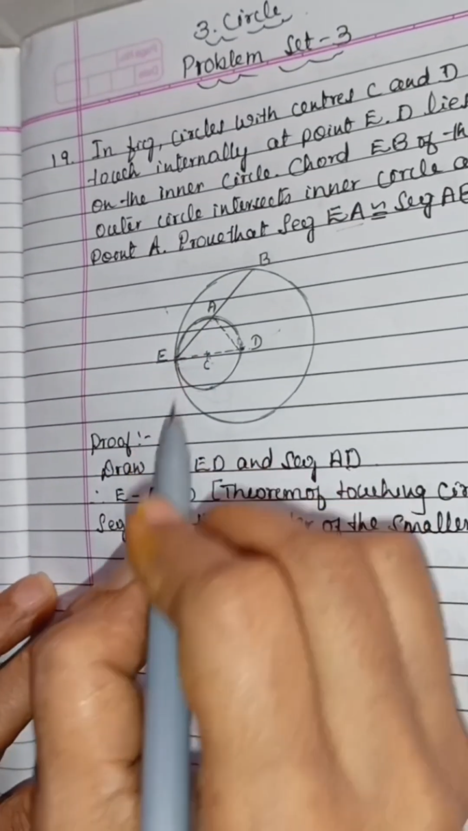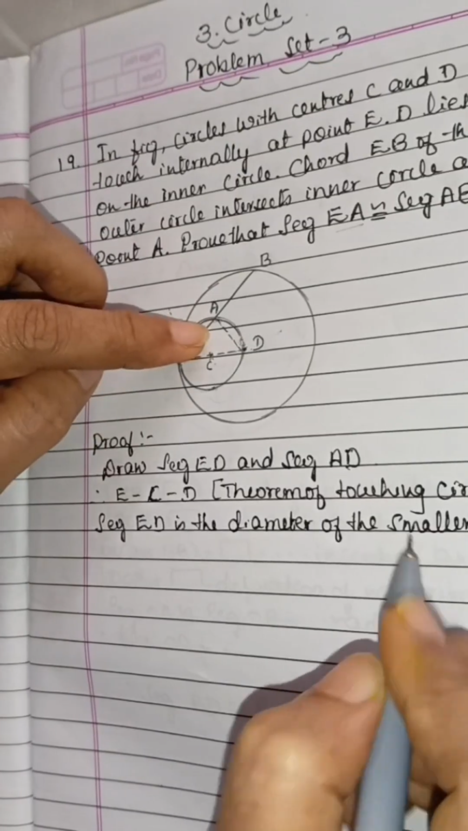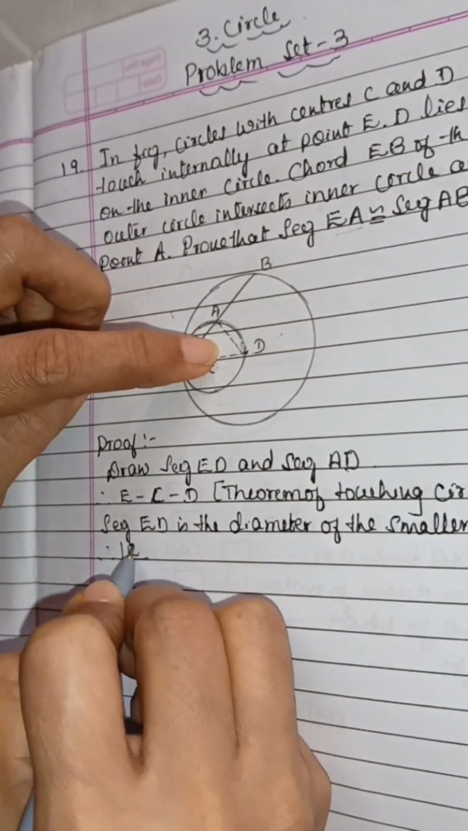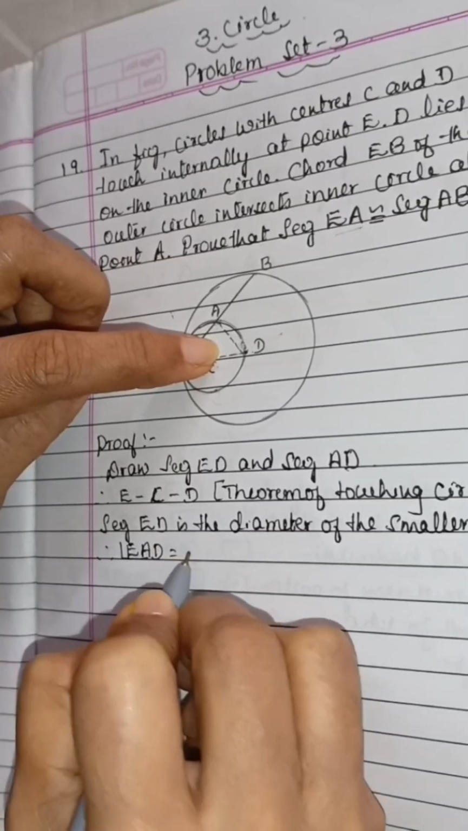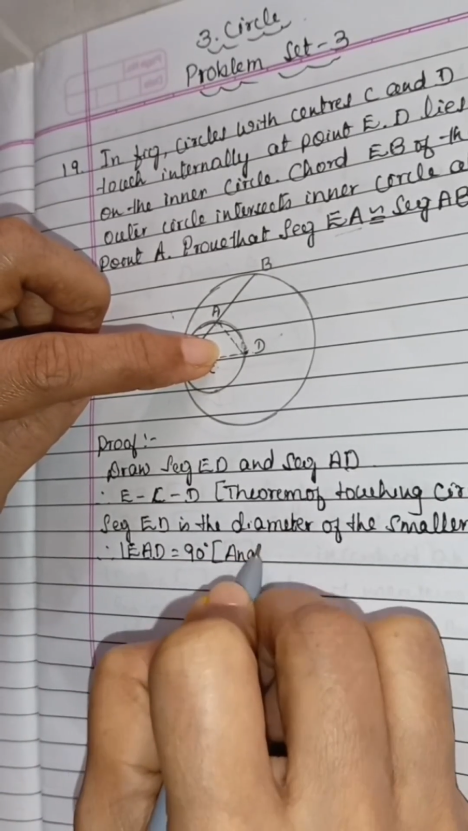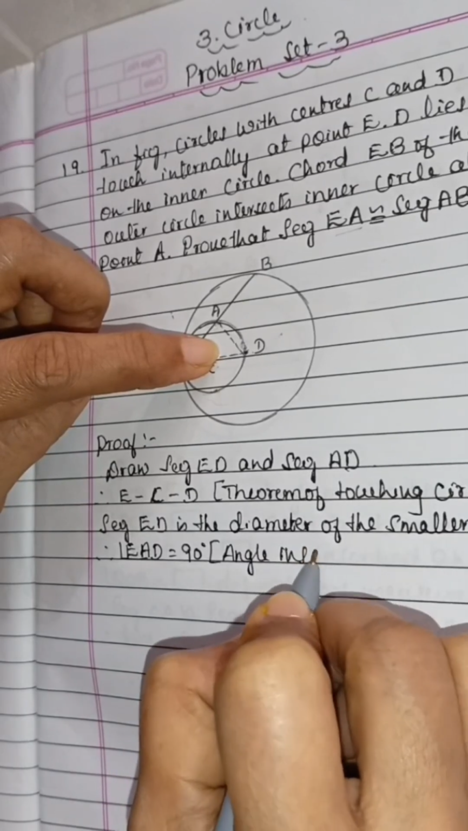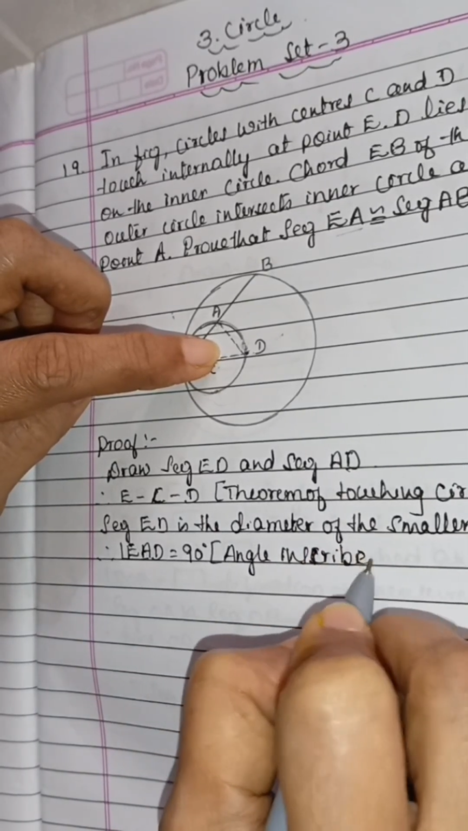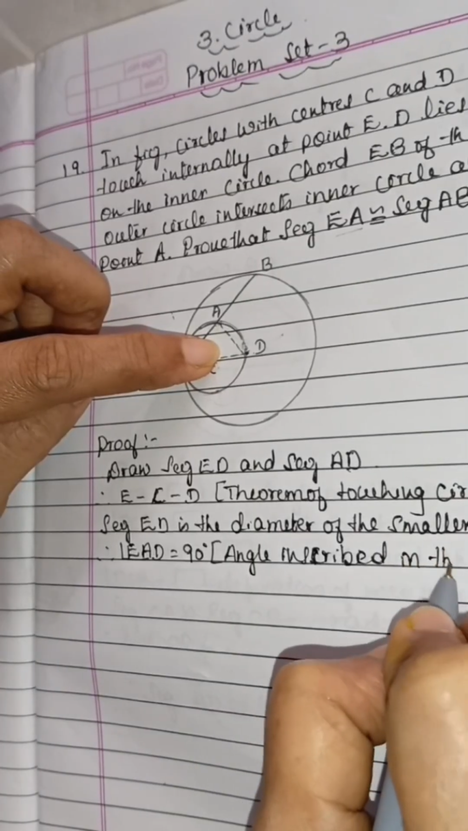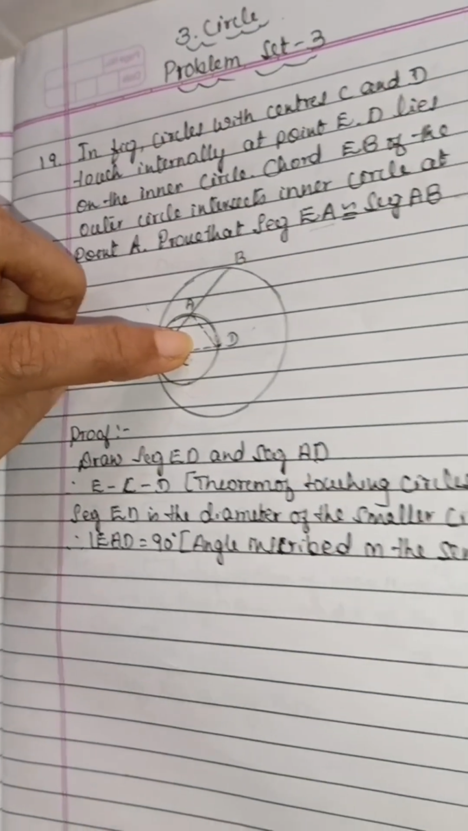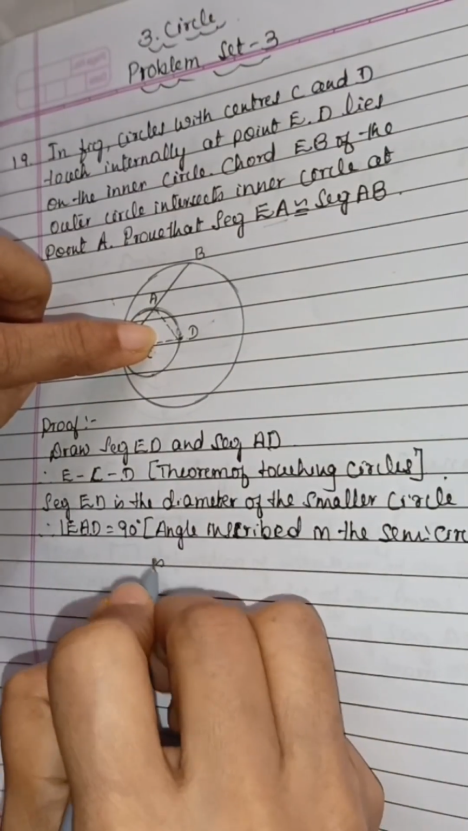Okay. Therefore, ED is the diameter of the smaller circle. Therefore, angle EAD is 90 degrees. This is because the angle inscribed in the semicircle is a right angle.